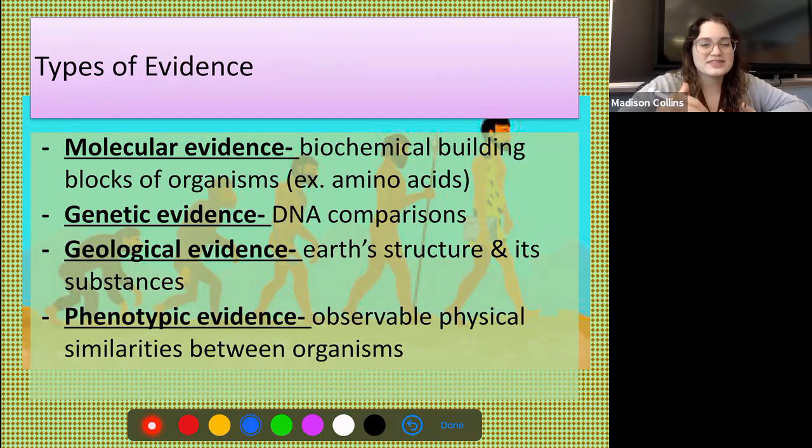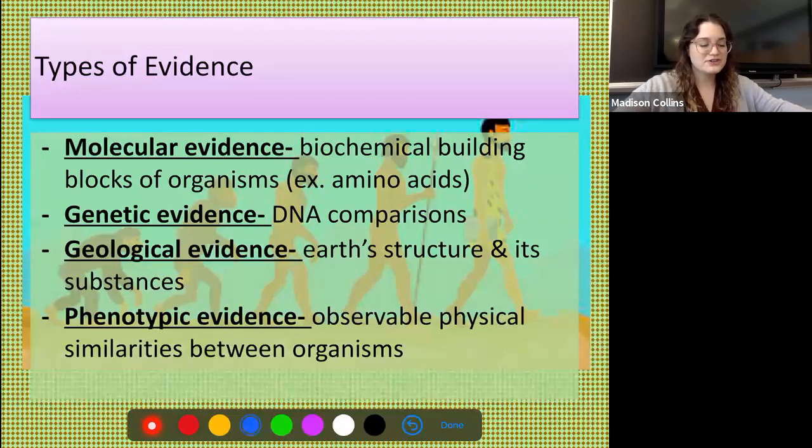And as we go through each of these examples, I'm going to ask you guys to refer back to this list. And we're going to figure out, is this molecular evidence, meaning talking about the biochemical building blocks of organisms like amino acids? Is it genetic evidence, where we're comparing the DNA between organisms? Is it geological evidence, which is when we're talking about the Earth's structure and its substances? Or is it phenotypic evidence, which means we're talking about the observable physical or structural similarities between organisms? So if you want to write down these definitions or just refer back to this slide, we will come back to these definitions a few times throughout this lesson.